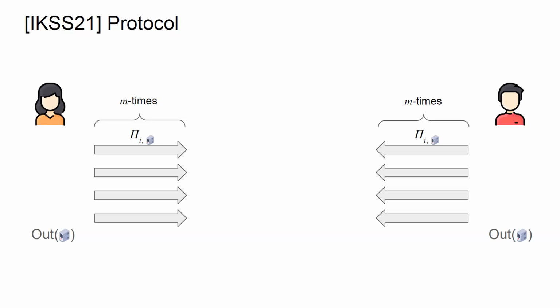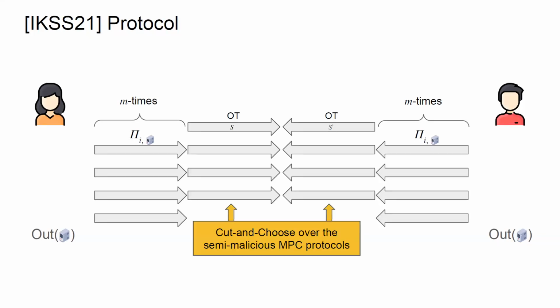And in the end, they obtain the output over all these M instances of this MPC protocol and can compute the final function evaluation. The problem with this protocol right now is that it has the same security as the MPC protocol, so we don't have malicious security yet. To obtain malicious security, we're going to do a cut and choose using the OT to check that every party has behaved correctly in a certain number of instances in the simulation.